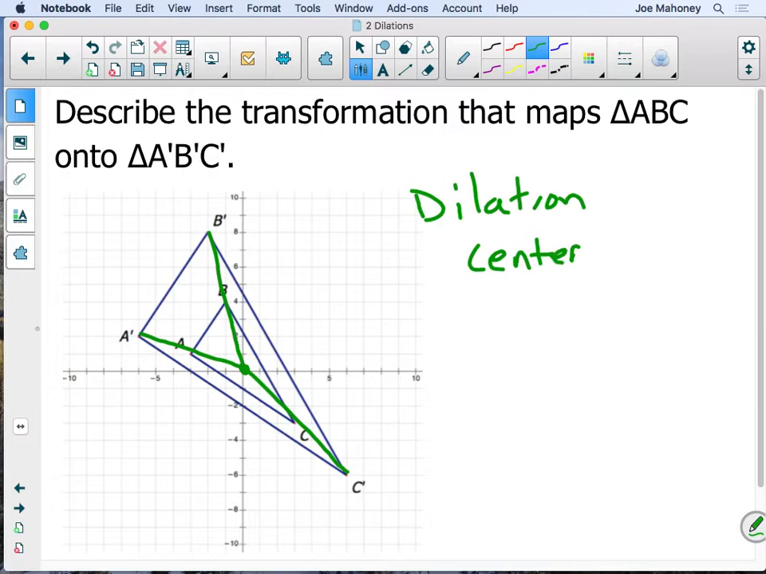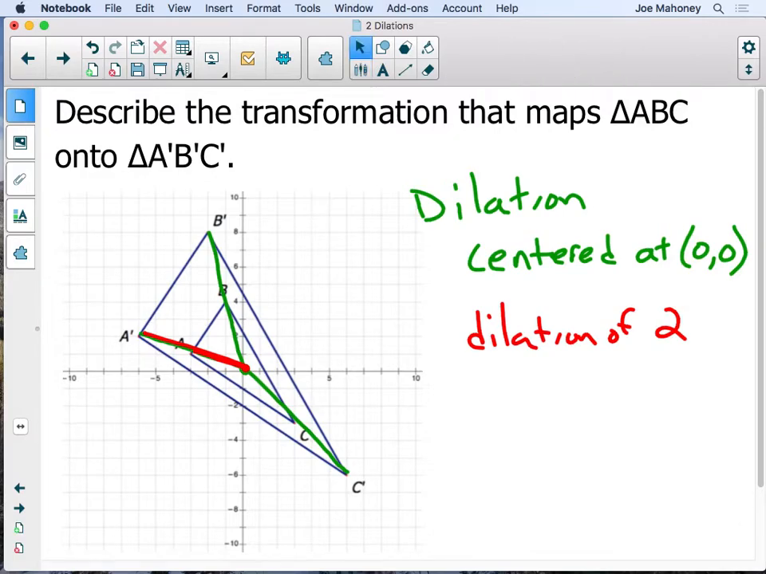Dilations need a center. Dilation center at 0, 0. And they need a scale factor. So notice the distance from the origin to A, and then the distance from the origin out to A prime is twice as far. So we'll say centered at 0, 0. This is a dilation of 2.